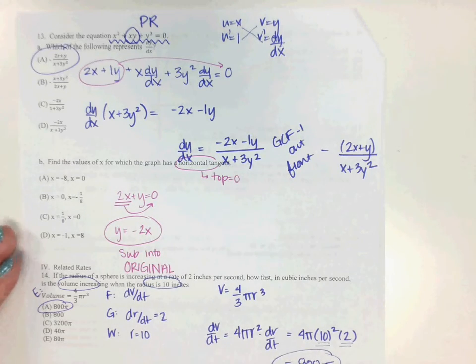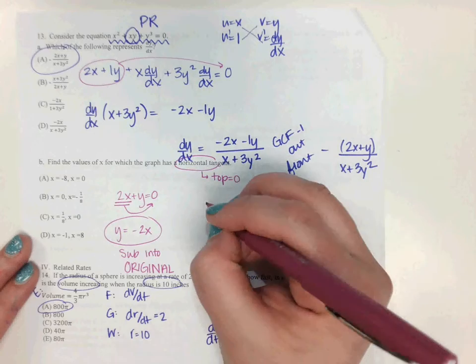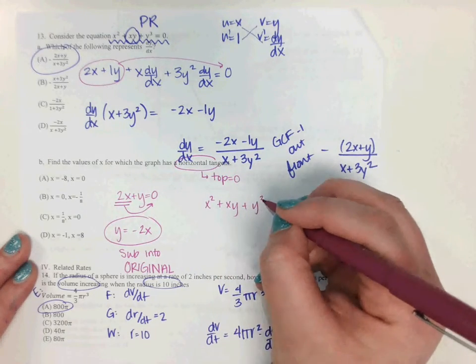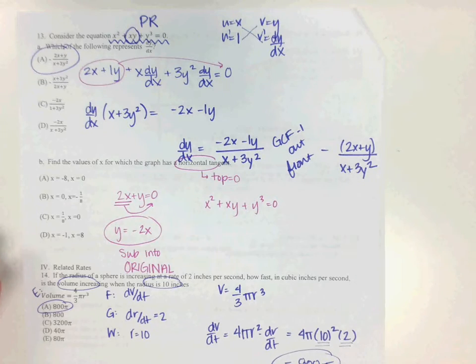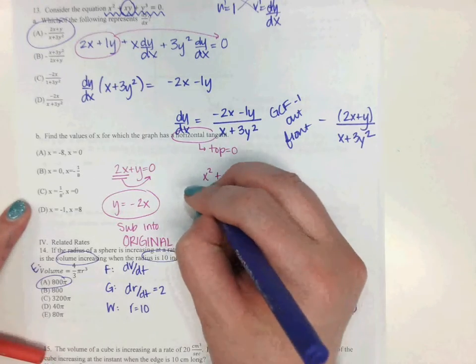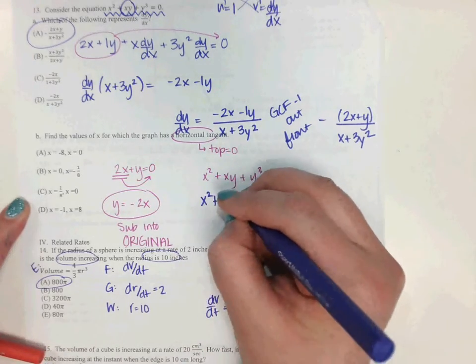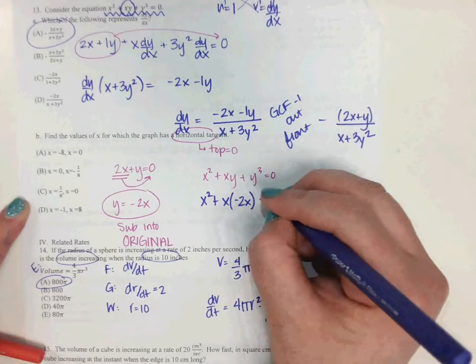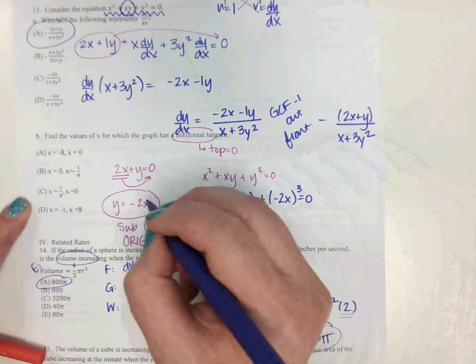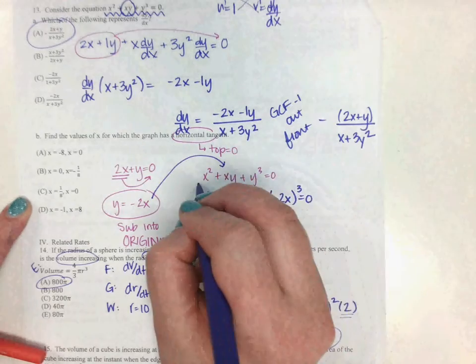Okay, sub into the original equation. My original equation was x squared plus xy plus y cubed equals 0. Well, then what will I get when I sub that y out? It'll be x squared plus x. Bam, y is now a negative 2x. Okay, so that's coming in to that guy.